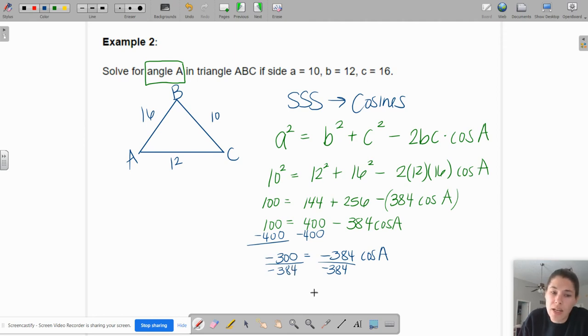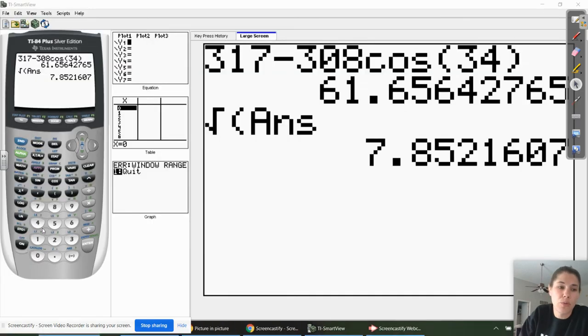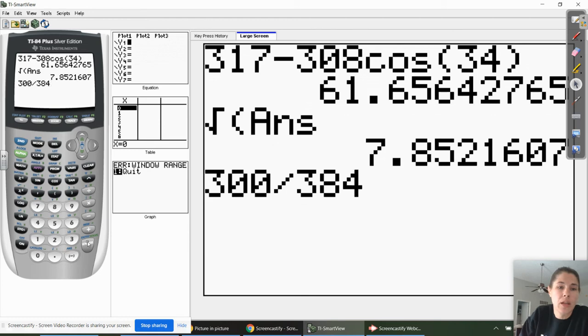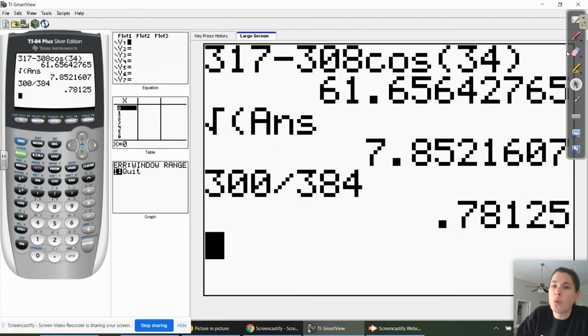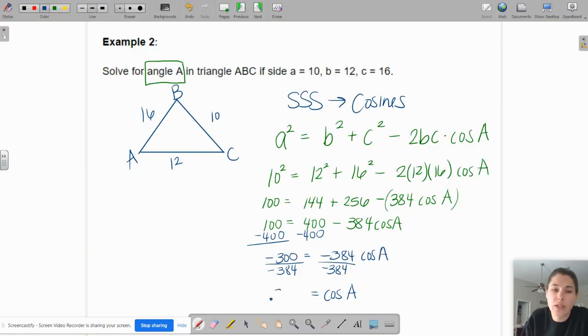So negative over negative, I know it's going to be a positive, but it is going to be a decimal. So 300 over 384, let's see what we get there. It is 0.78125. And I want you to think about this.